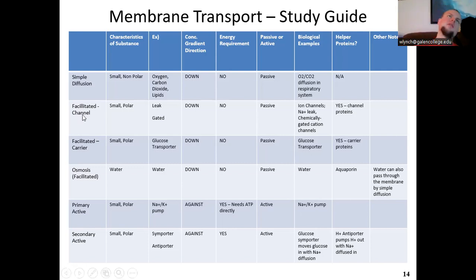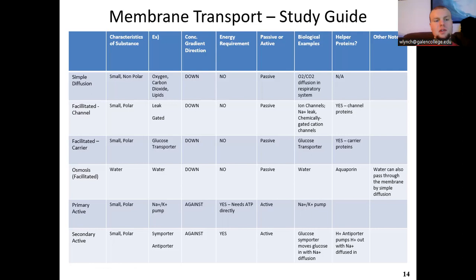Next is a carrier. So channels and carriers are similar. Carriers are also going to move small polar molecules. Good example of this is a glucose transporter, which we see as a GLUT transporter, a glucose-linked transporter. It's going to move down the concentration gradient. It is not energy needing, so it's passive. And it's going to be based on proteins. So proteins are going to be the carrier here.